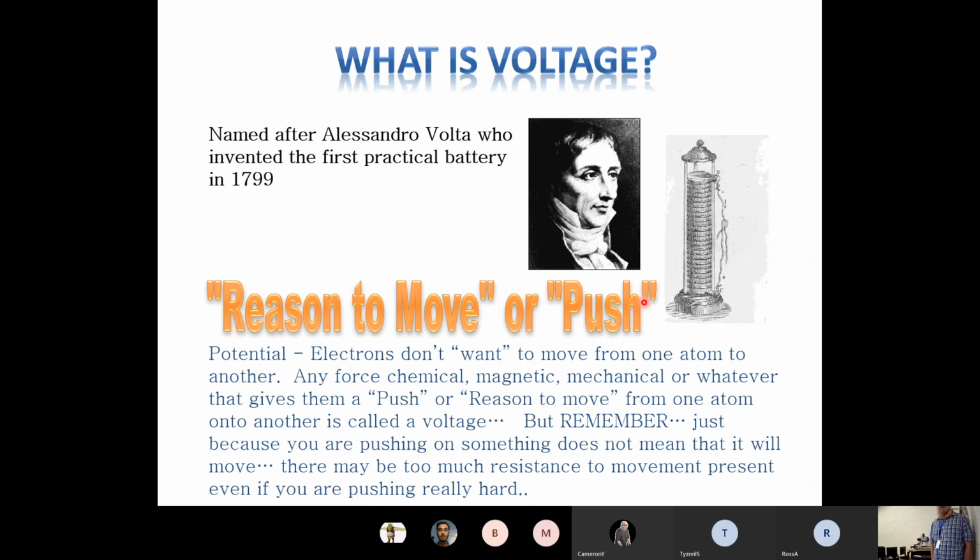So electrons don't want to move from one atom to another. They need some sort of push. So any kind of force, chemical, magnetic, mechanical, or whatever, that gives them that push or that reason to move is called voltage.